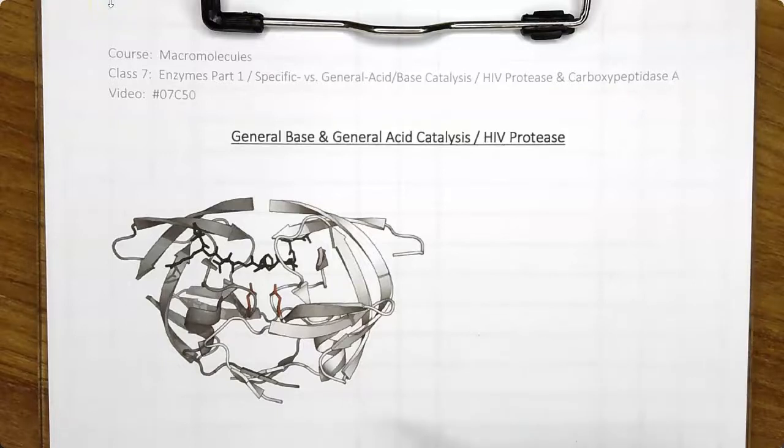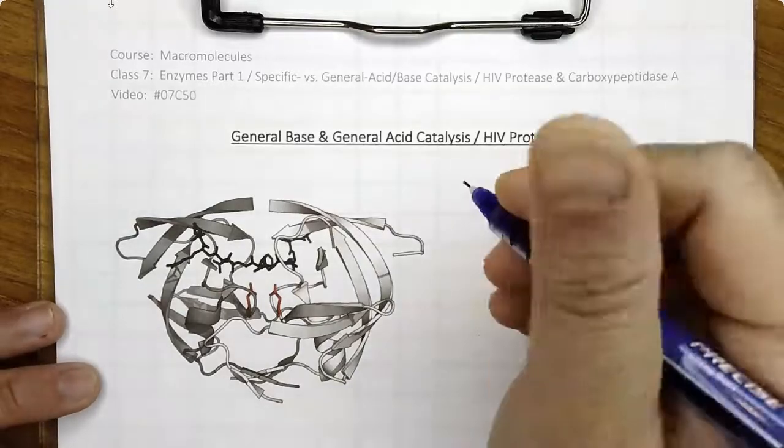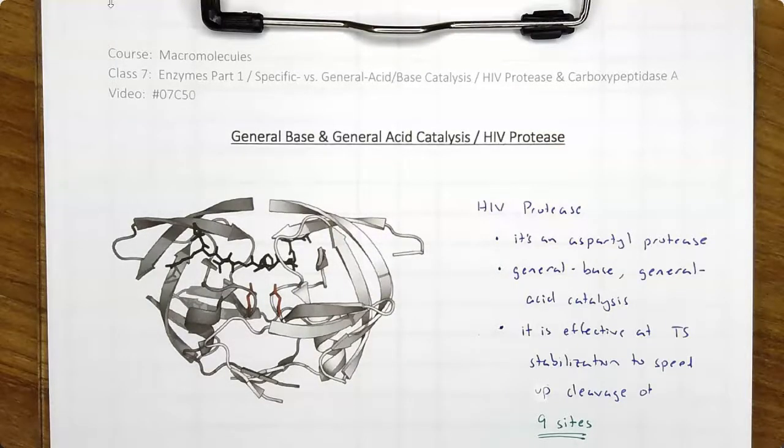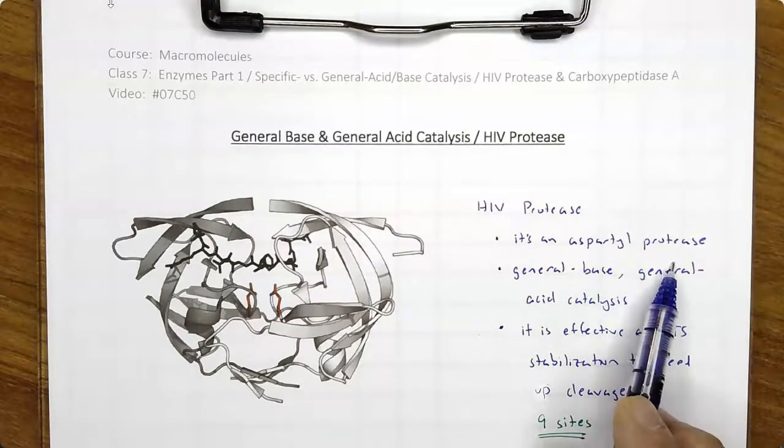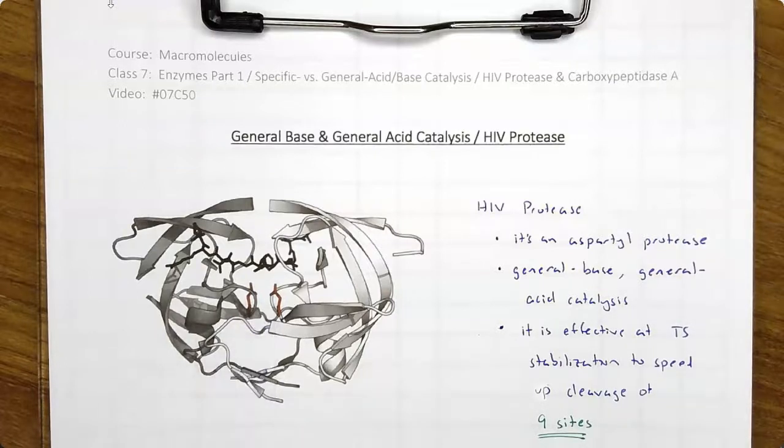This is the ribbon model for HIV protease, and there are several things that I want y'all to know. HIV protease is a cleavage enzyme. It's an aspartyl protease. Those are your two aspartic acid residues that are involved in the mechanism. It operates via a general base, general acid catalysis, and we'll see details of that soon. And it is effective at stabilizing the transition state to speed up cleavage of a polypeptide. And it actually cleaves this polypeptide, which we'll see in just a bit, at 9 different sites.